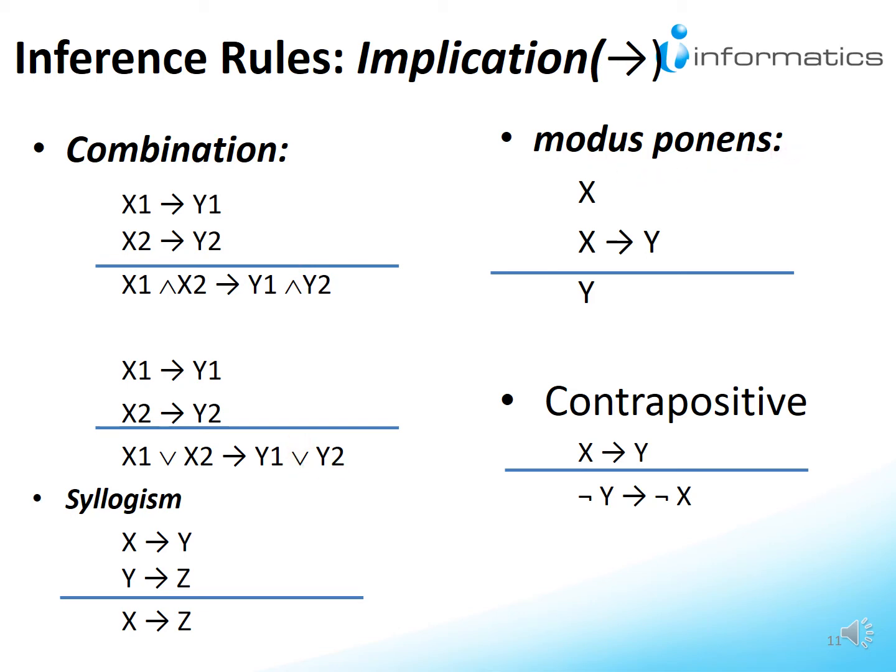Modus ponens. If we know x imply y and x is true, then we can conclude that y is true. This is one of the most famous inference rules. Syllogism. If we know x implies y, y implies z, then we can conclude that x implies z. In other words, transitivity holds for implication.